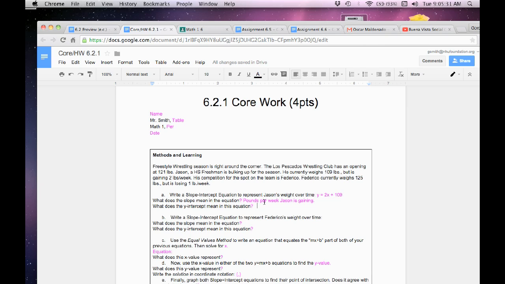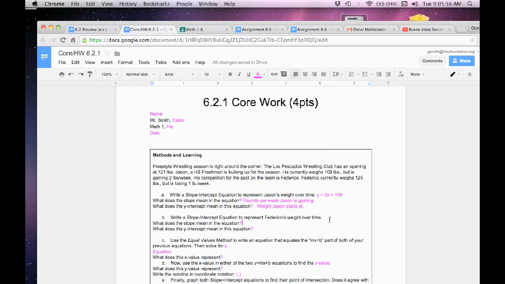The y-intercept is his start value of weight. It's the y when x equals 0. So in 0 weeks, how much does he weigh? He weighs 109 at the start. So it's the weight Jason starts at. After all, y-intercept is synonymous with start value.